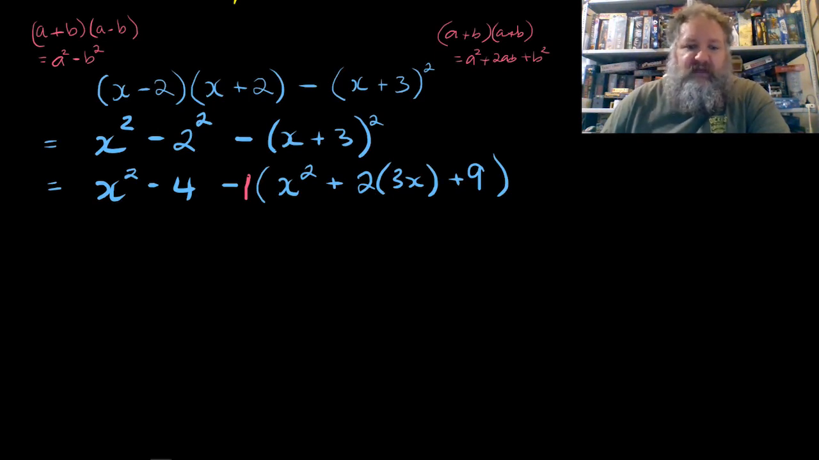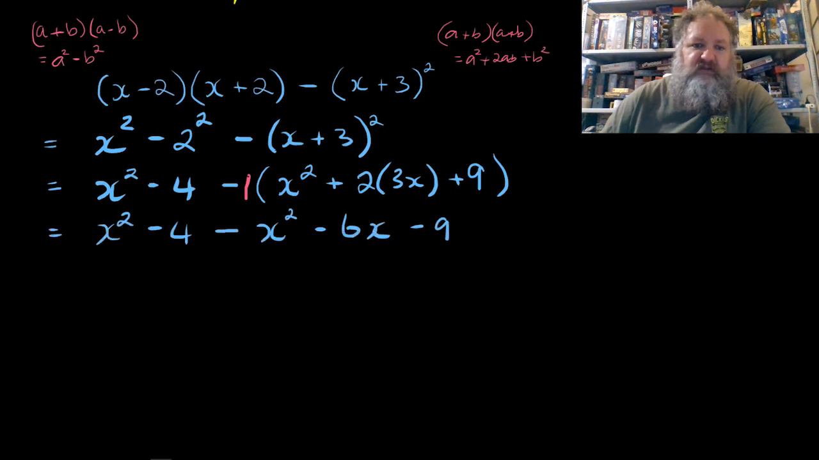So the upshot of that is that when I get rid of those brackets, you will see that every sign that was attached to these terms before has now changed. This was positive x squared, well, now it's negative x squared. This was positive 6x, but now it's negative 6x. This was positive 9, it's now negative 9.